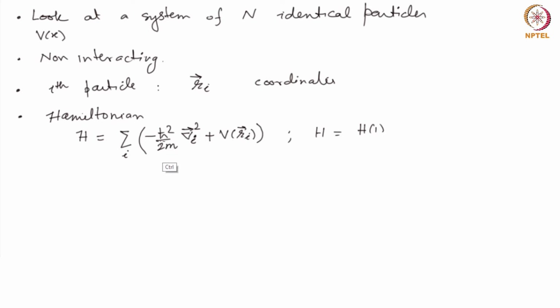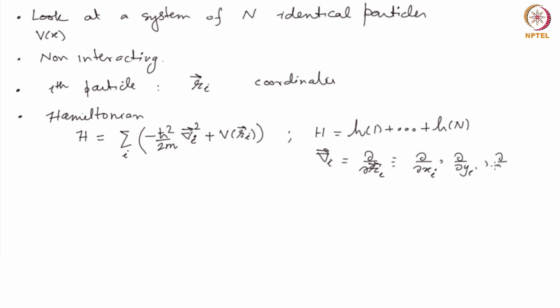That will make it resemble what we have already done. So h1, and where the small h is just this. When I am writing gradient, I mean del over del Ri, which is just del over del xi, del over del yi, del over del zi. Sometimes I will use this notation, which is nice.